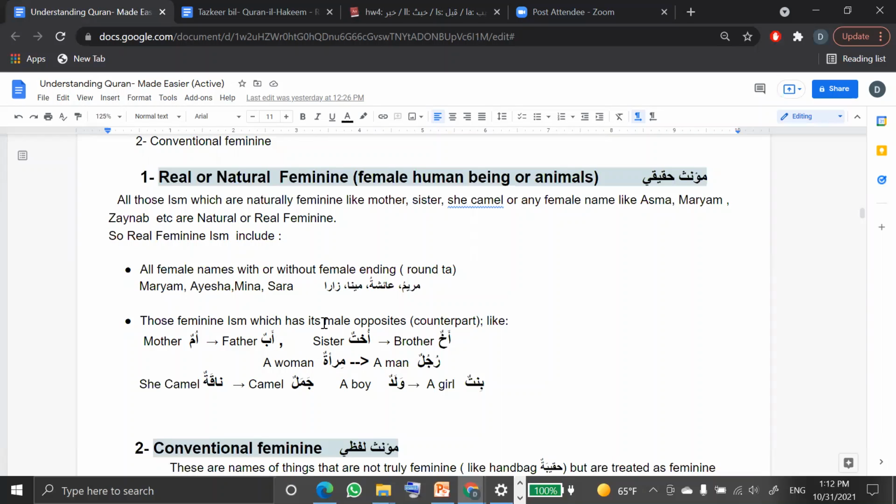For most natural feminine isms, you have male opposites. For ummun, you have abun. For ukhtun, you have akhun. For sister, you have brother. For mother, the opposite is father. For woman, you have man. So natural feminines are usually those isms that have a male counterpart.